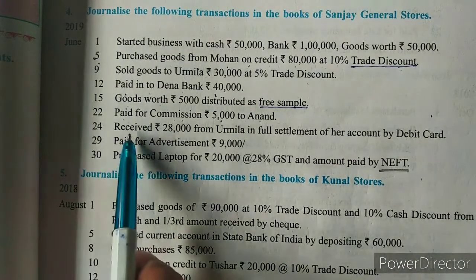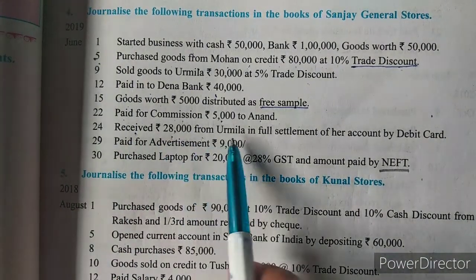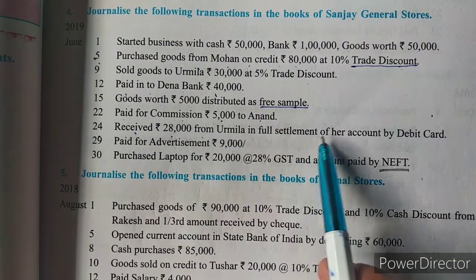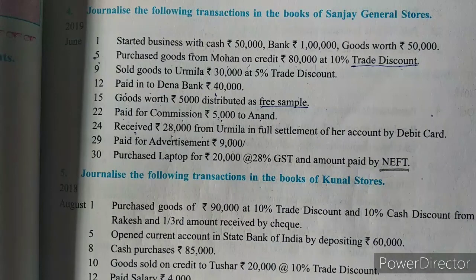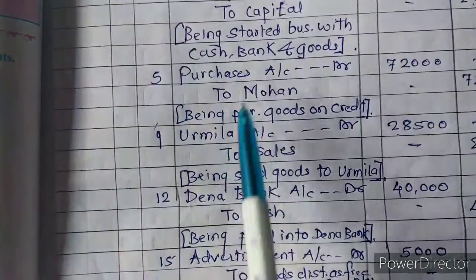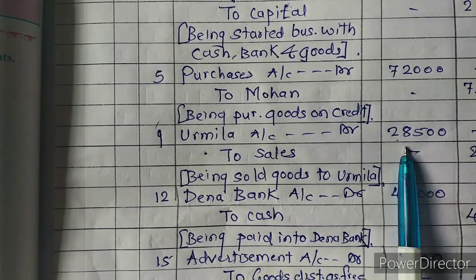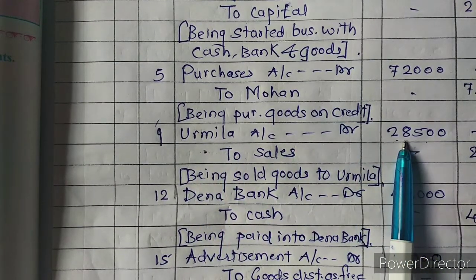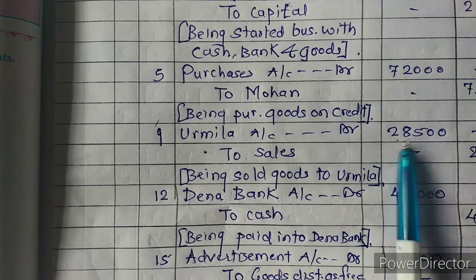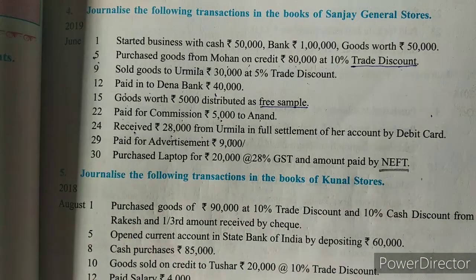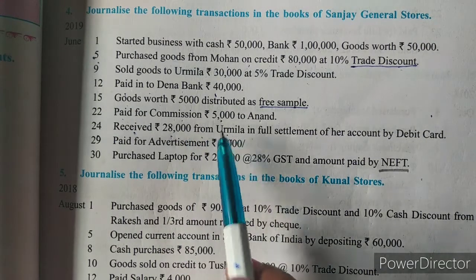Now on 24th, received rupees 28,000 from Urmila in full settlement of her account by debit card. We have received rupees 28,000 from Urmila. Now see, in 9th transaction, goods are sold to Urmila rupees 28,500. We have to receive from Urmila rupees 28,500. Now on 24th, we have received only 28,000 from Urmila.